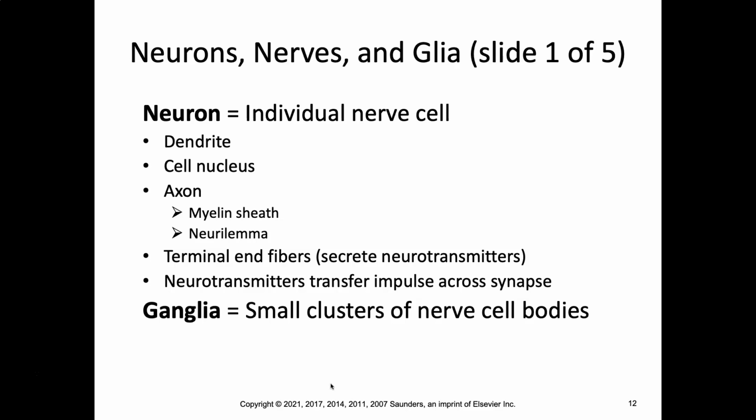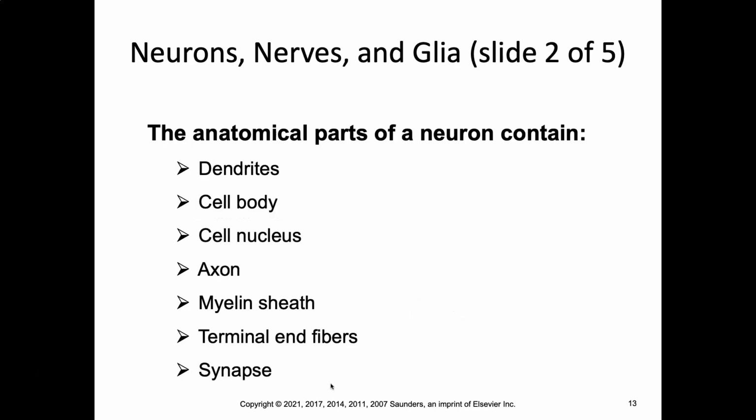And then it talks about the end fibers, the terminal end fibers, and the neurotransmitters, and all of that. And there's chemical reactions between the nerves that pass information. You'll get into all that as well. Ganglia are those small clusters of nerve cell bodies. And so the parts of a neuron: dendrites, cell body, cell nucleus, axon, myelin sheath, terminal end fibers, and synapse.